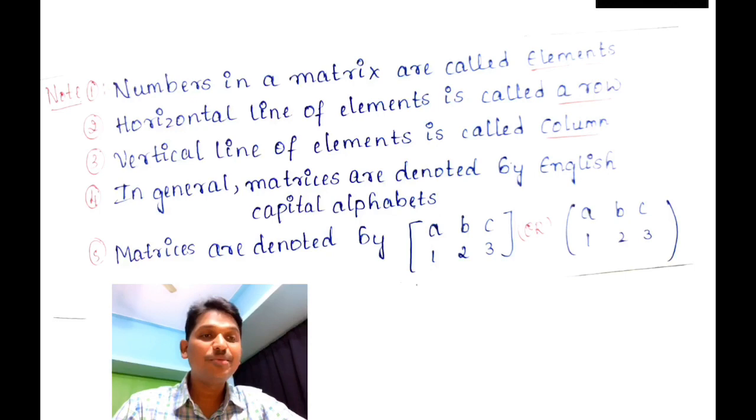2 rows are there. How many columns are there? 3 columns are there. Okay. So you learned 3 points. Numbers in a matrix are called elements. Horizontal line of elements is called row. Vertical line of elements is called column.